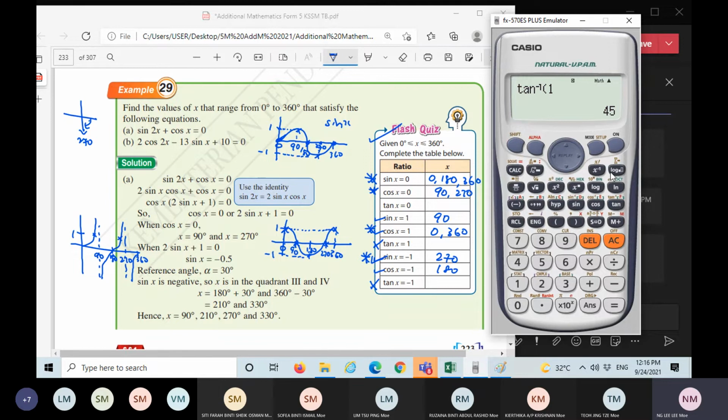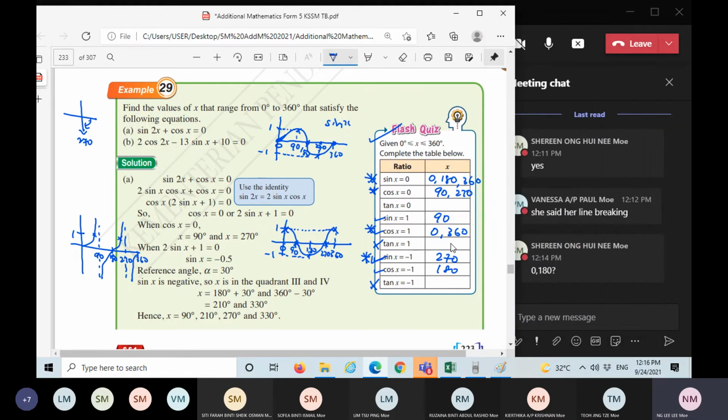Okay, the angle is 45 degrees. 45 degrees is in the first quadrant. And then in the third quadrant, you use 180 plus 45. That's all, settled. Okay, so these two we don't care. Now we only care about tangent x equals 0. So tangent x equals 0 here, 1 point, here, 1 point, here, 1 point. Okay, 3 points: 0, 180, 360. Same like sine x.